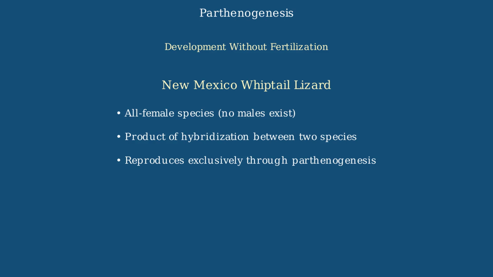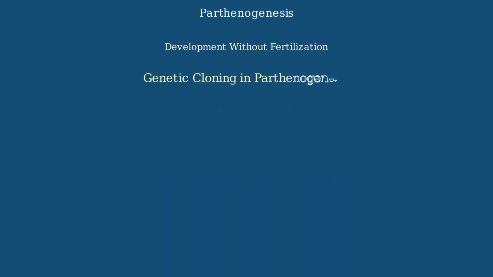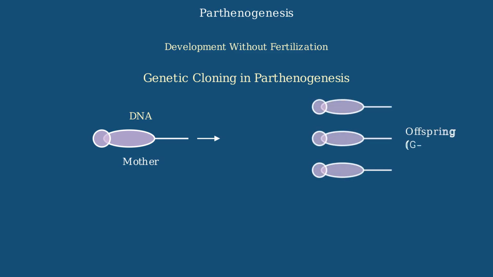This species reproduces exclusively through parthenogenesis. The offspring of these lizards are genetic clones of their mothers, inheriting an identical genetic makeup. This species evolved through hybridization between two related lizard species. When a female reproduces through parthenogenesis, her eggs develop without fertilization. This means all offspring are genetically identical to their mother.